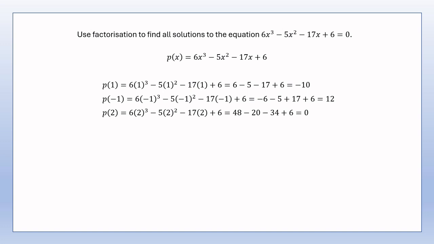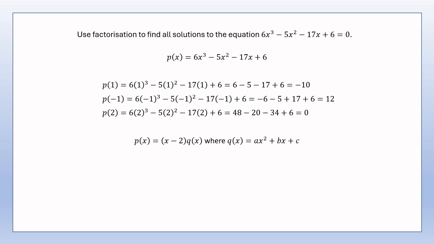P of minus 1 is equal to 12, P of 2 is equal to 0, and so x minus 2 is a factor by the factor theorem. So P of x is equal to x minus 2 times q of x, where q of x is some quadratic polynomial. This can be obtained using algebraic long division, but because I typically try to avoid using algebraic long division unless I really have to use it, then I'm not going to bother with it here.